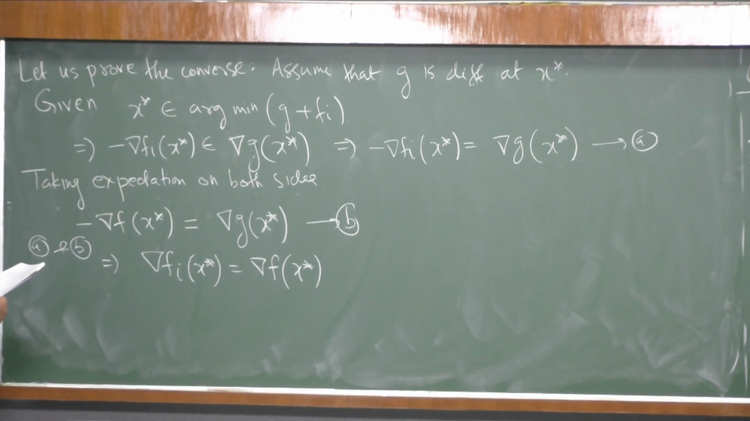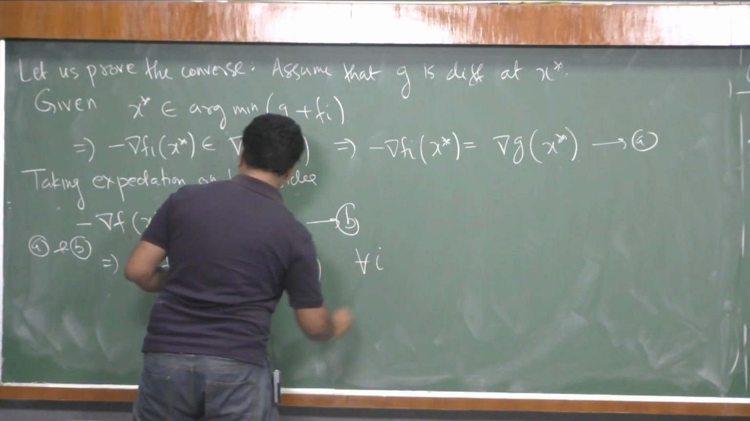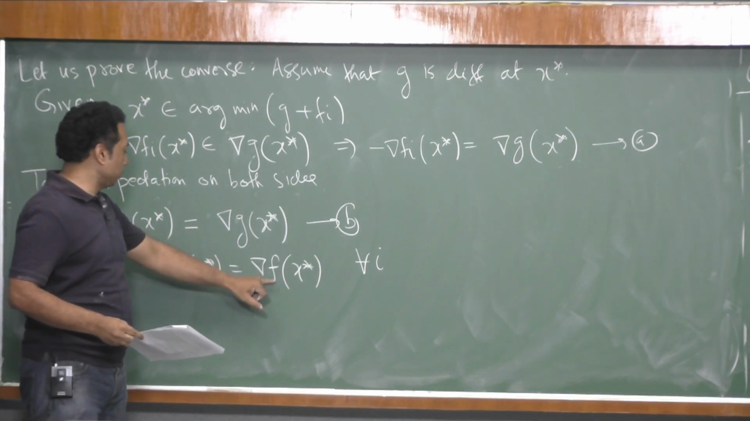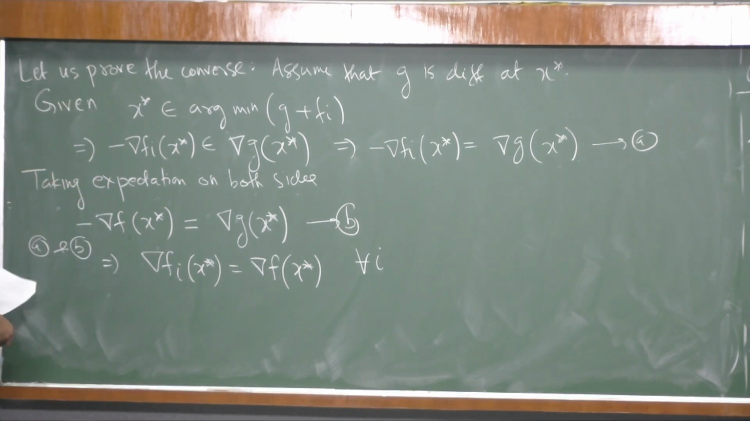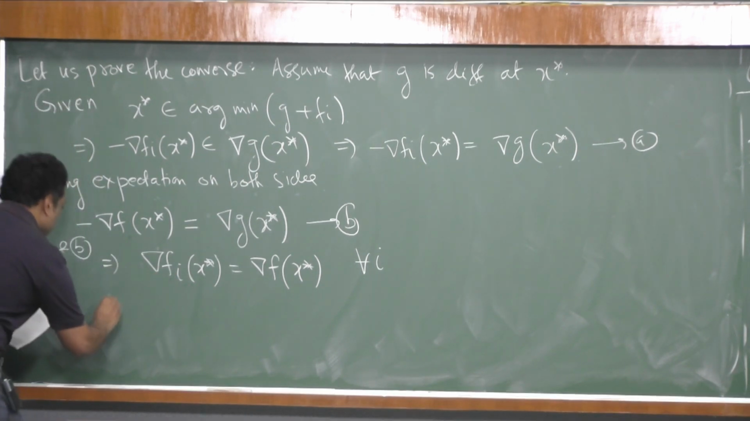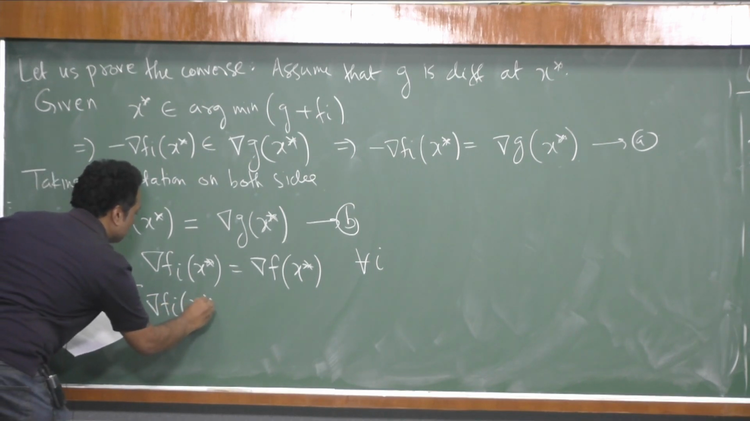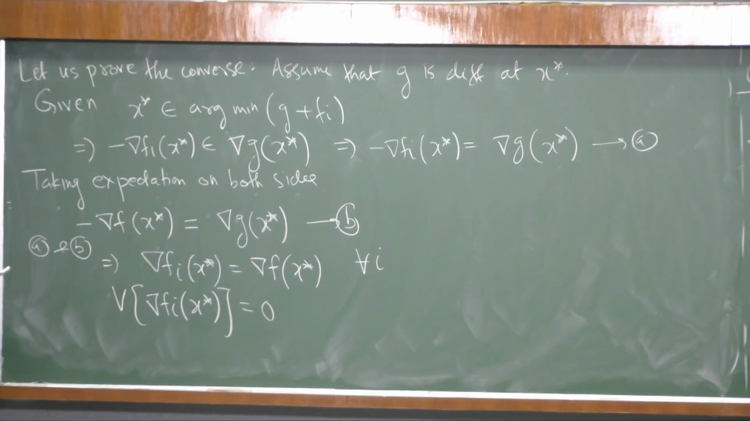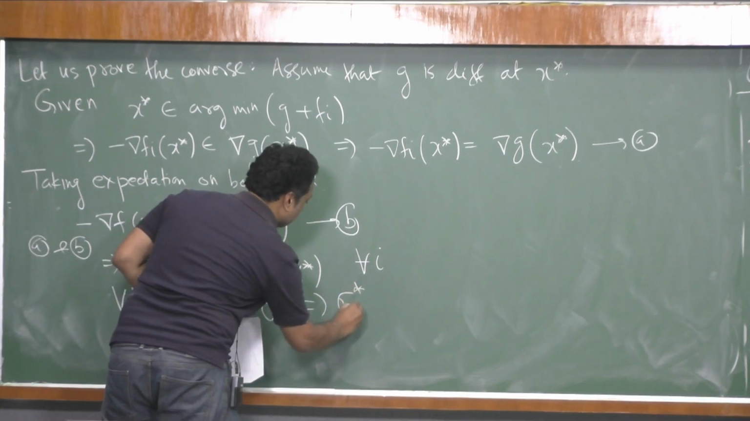Okay, and this is true for all i, and hence the variance will be 0, because each of these grad f_i is equal to something deterministic. So there is basically no variance here. So the variance of these is 0. Okay, so the variance of grad f_i(x*) is 0, and if the variance of grad f_i is 0, then this definitely implies that sigma star f is 0.